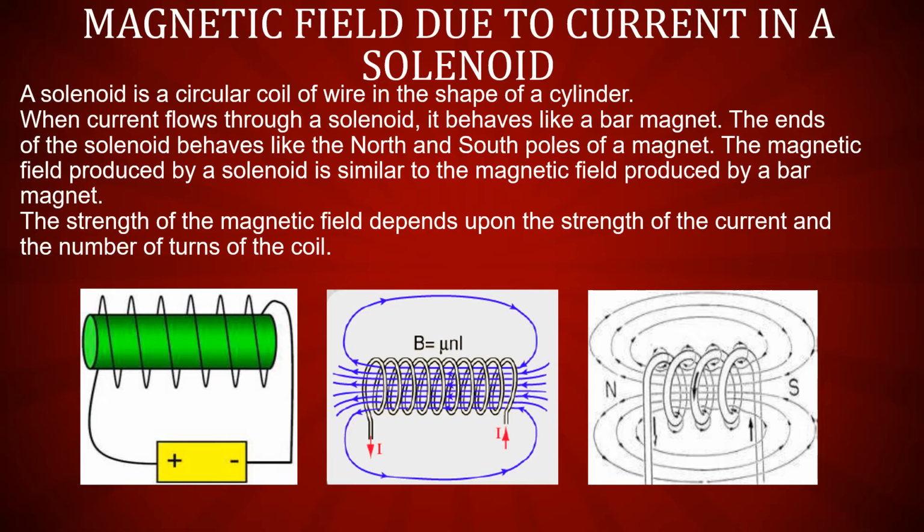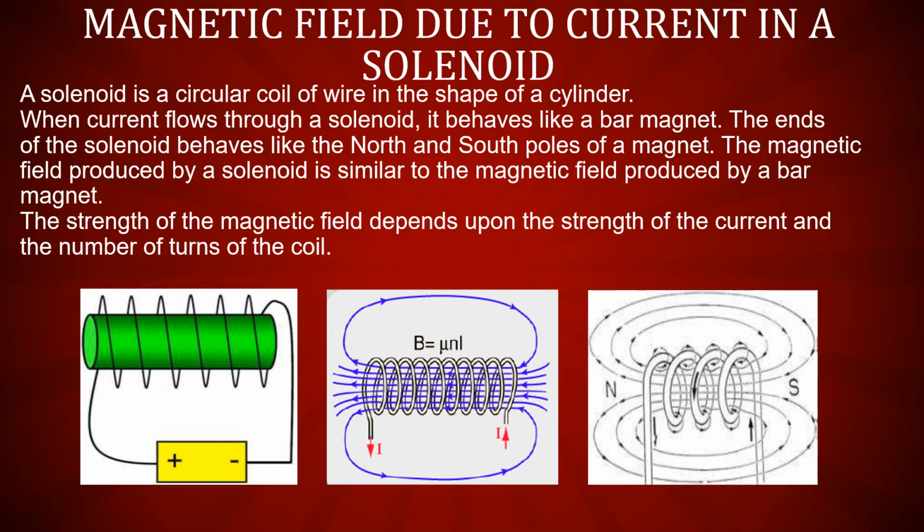Magnetic field due to current in a solenoid. A solenoid is a circular coil of wire in the form of a cylinder. Whenever a current flows through the solenoid, it behaves like a bar magnet. The ends of the solenoid behave like the north and south poles of a magnet. The magnetic field produced by a solenoid is similar to the magnetic field produced by a bar magnet.